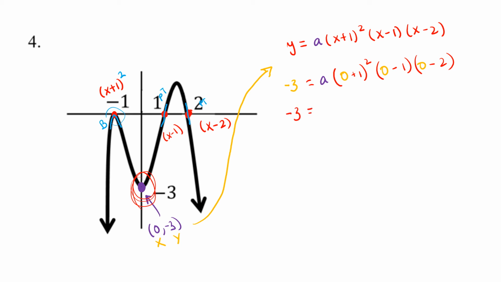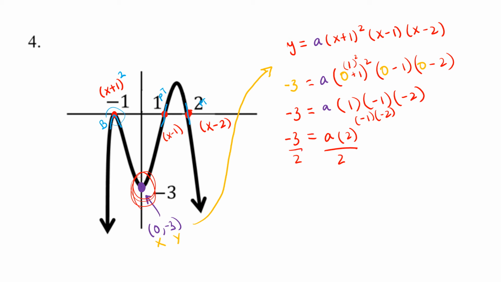So we're going to go negative 3 equals a times, 0 plus 1 is 1, 1 squared is 1. 0 minus 1 is negative 1, 0 minus 2 is negative 2. So negative 3 equals a times 1 times negative 1 is negative 1. Negative 1 times negative 2 is positive 2. We end up there: negative 3 equals a times 2. You're dividing by 2 to finish off this problem, and we get that a equals negative 3 over 2, which makes sense because that right side is going down.